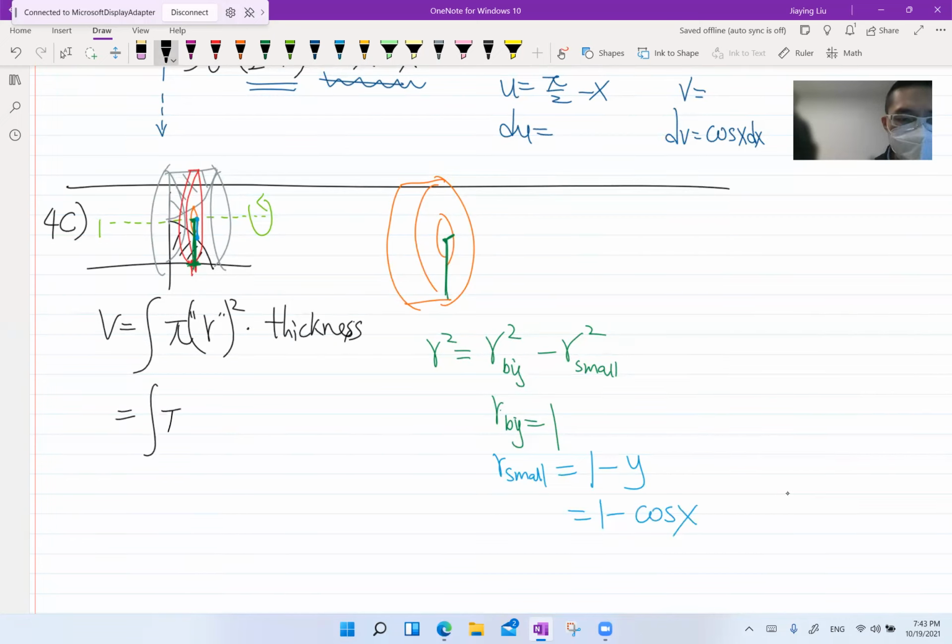So that's pi radius squared. Again, it's the difference of the squares of two radii, right? So that will be R big, which is 1 squared, minus R small squared, which is 1 minus cosine x, squared. That's the radius squared, R big squared minus R small squared. And then we have thickness. The thickness of the washer is in the x direction, so I have dx.